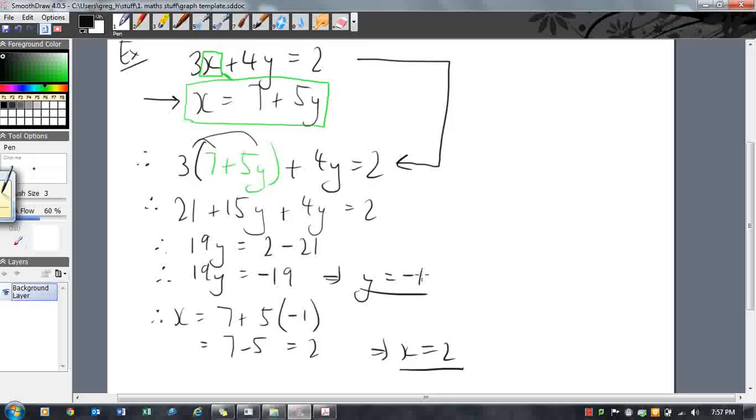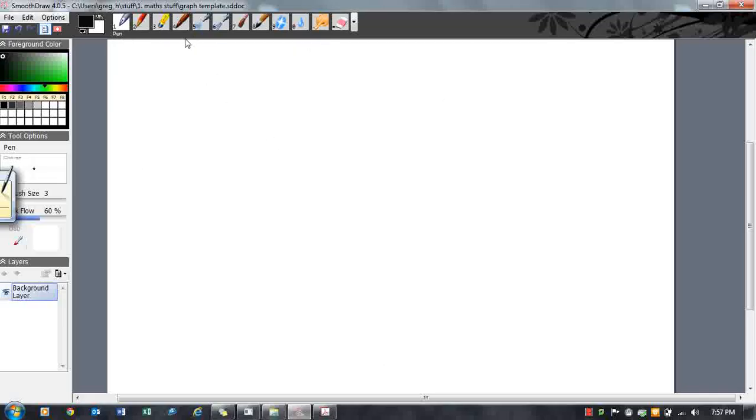All you're doing is, if you know what x is equal to or what y is equal to, you just substitute that value into the other equation. Solve for either x or y, whatever you end up with, and then substitute that value back into either one of the equations to find out what your other variable is equal to. Let's do one more example of that.